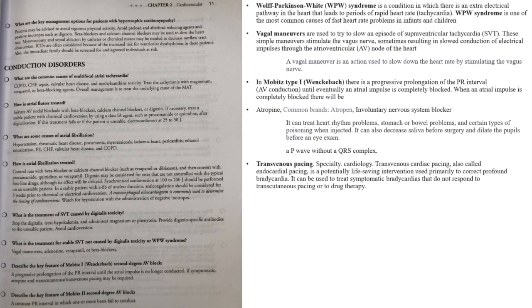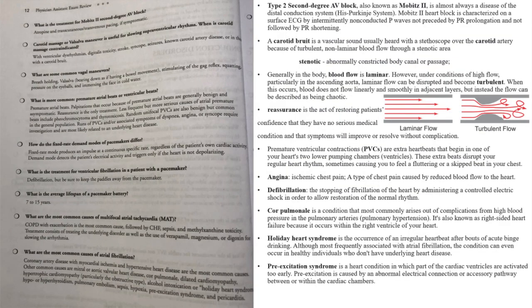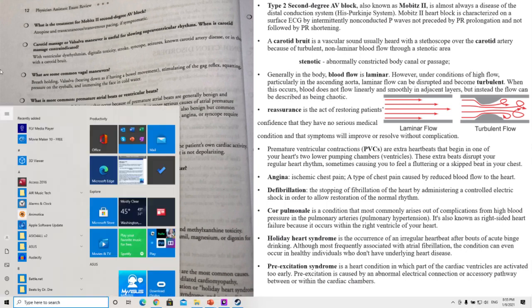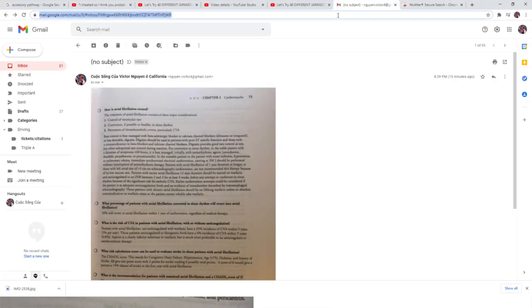Okay, describe the key feature of Mobitz 2. Mobitz 2 is disease of the distal conduction, which is the bundle of His and Purkinje system. Heart block is characterized on a surface ECG by intermittently non-conducted P waves not preceded by PR prolongation and not followed by PR shortening. Right, preceded means before, right?